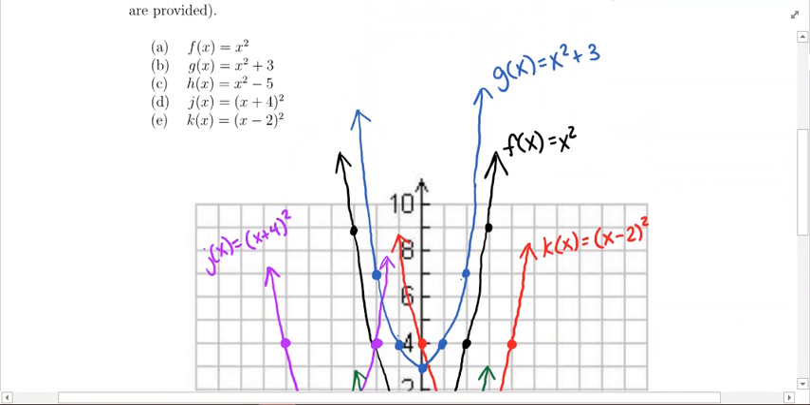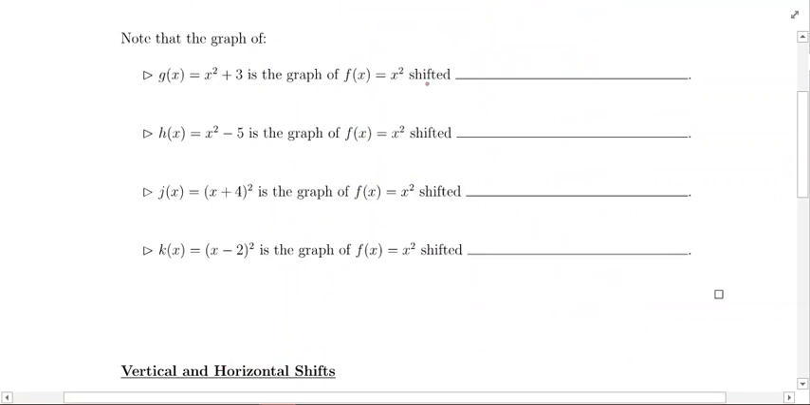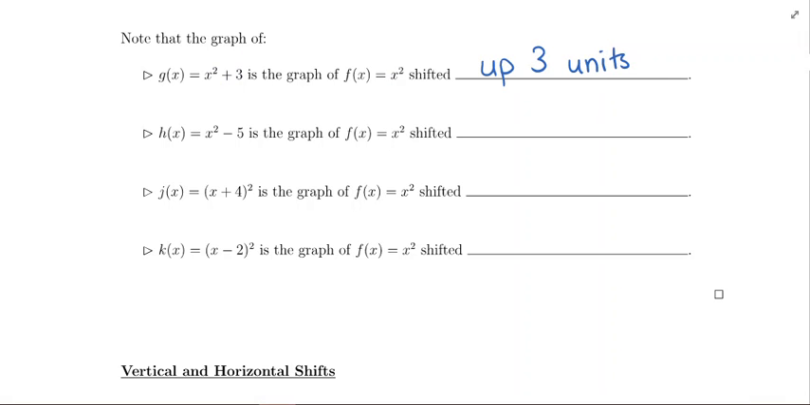Okay, so notice, let's fill this out first. x squared plus 3 is the graph of the original function shifted up 3 units. Now look at the formula. We have the original function, the black function, x squared, and what we did was we just added 3. And that caused this vertical shift.